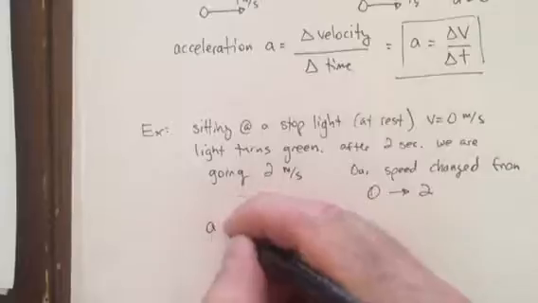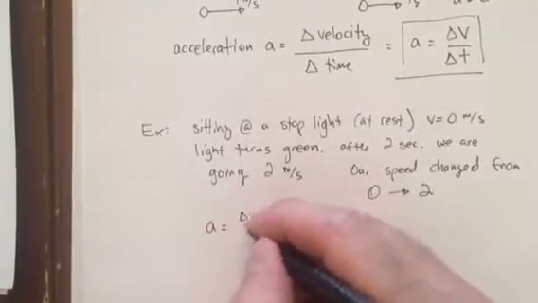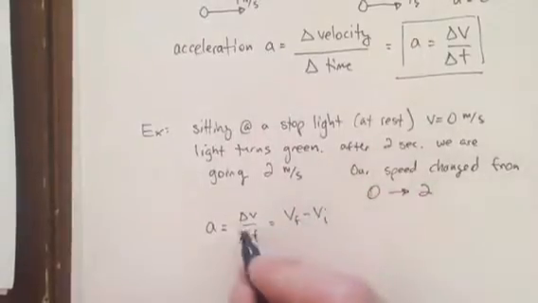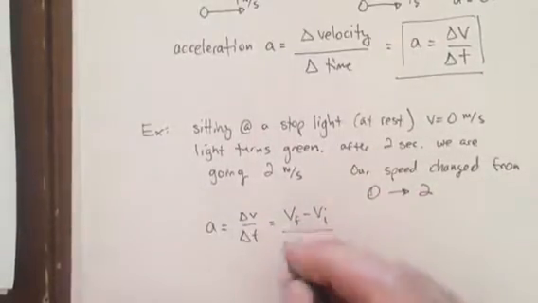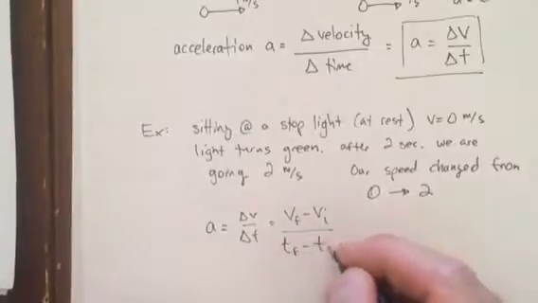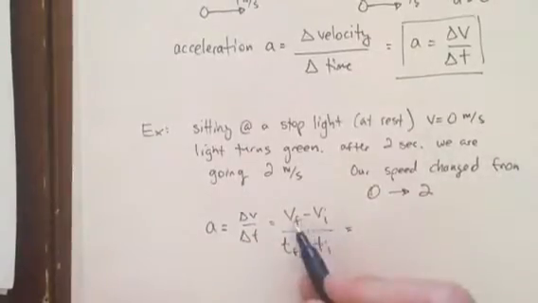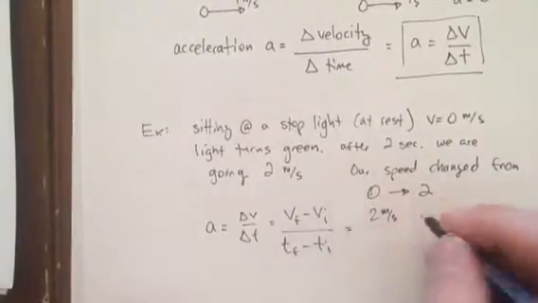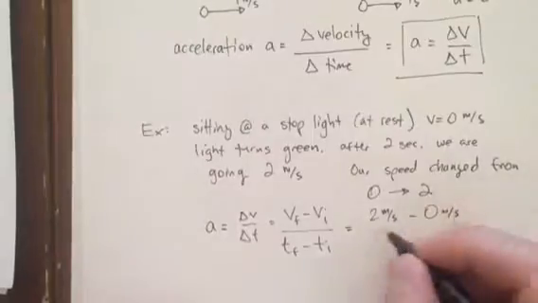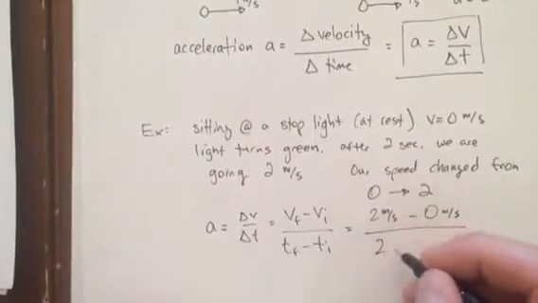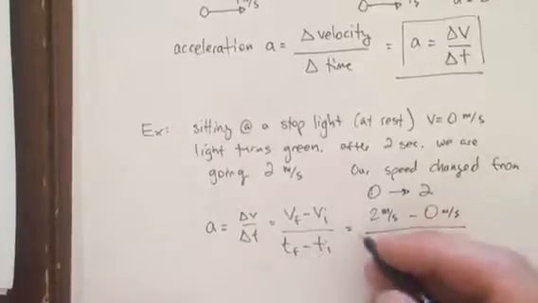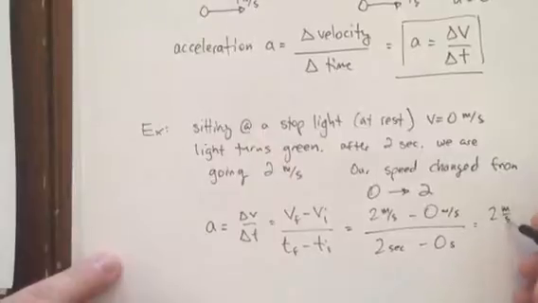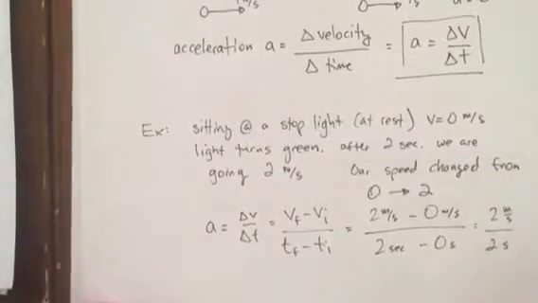Let's calculate it. Our acceleration is the change in velocity over the change in time, which is the final velocity minus the initial velocity. That's the change in velocity. The change in time is the final time minus the initial time. The final velocity is what we're going at the end, 2 meters per second. The initial velocity was 0 meters per second. The final time, this all happened in 2 seconds. The initial time, we started our stopwatch at the beginning, which is 0 seconds. And so we have 2 meters per second divided by 2 seconds.